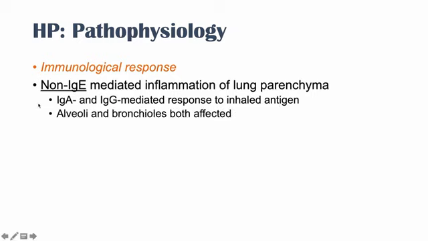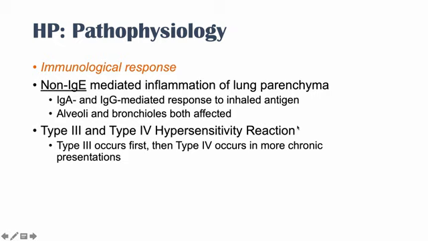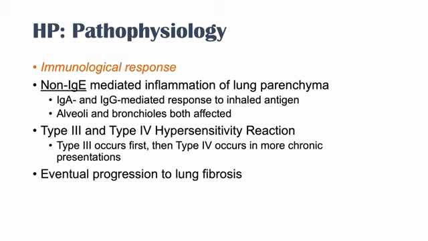And what happens is both the alveoli and bronchioles are affected in this condition. So alveoli are the microscopic air sacs that participate in gas exchange, and bronchioles are the smaller bronchi that lead to the alveoli. So hypersensitivity pneumonitis is actually due to a type 3 and type 4 hypersensitivity reaction. Type 3 often occurs first, and then as the condition progresses, type 4 occurs in more chronic presentations. Eventually, it all leads to scarring of the lung or lung fibrosis if not dealt with appropriately.